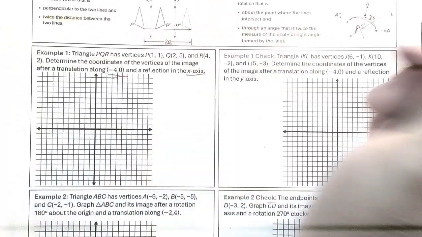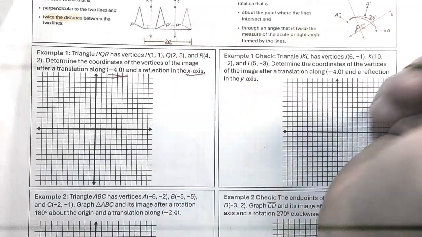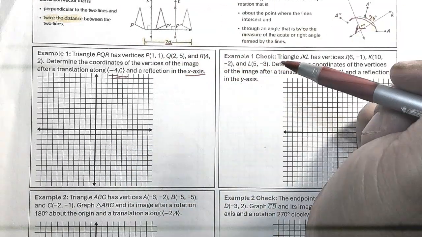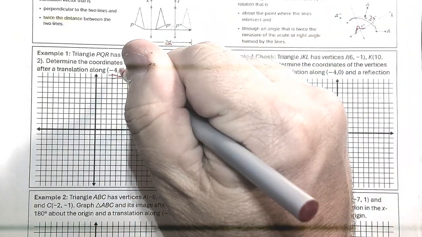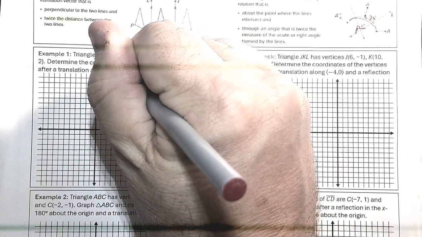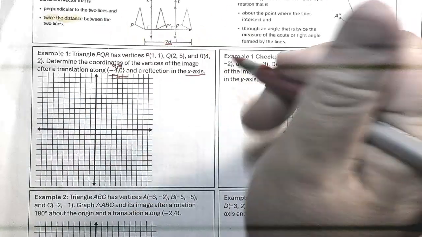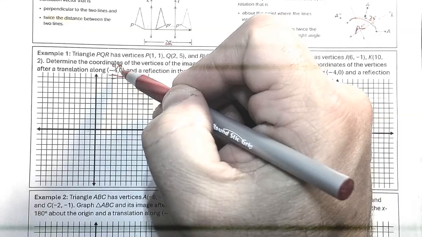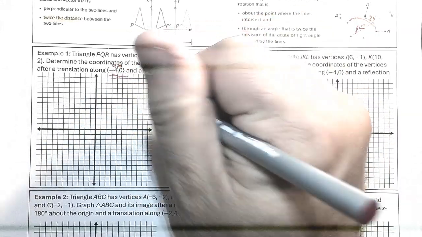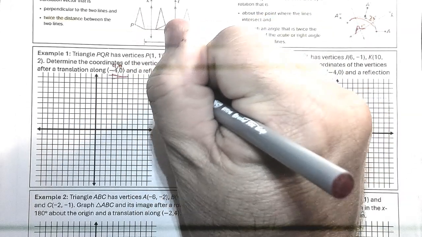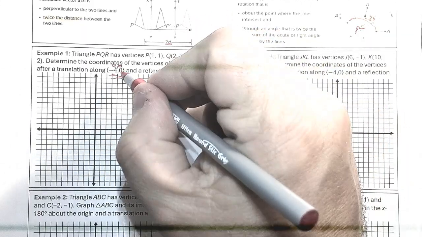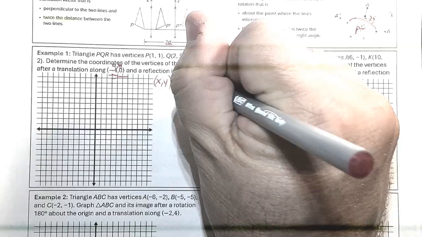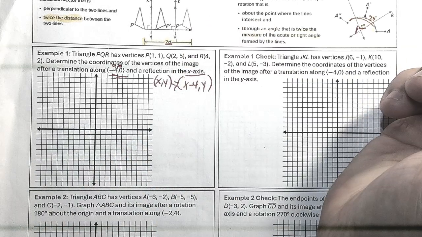So translation and reflection in the x-axis. So we have 3 points. So let's just get into it here. So to translate along vector -4, 0, remember the number on the left is your A, the number on the right is your B. It's x plus A, y plus B. In this case, our first movement will be (x, y) becomes (x minus 4, y), because plus or minus 0 just leaves you with y. So that's how we write that.